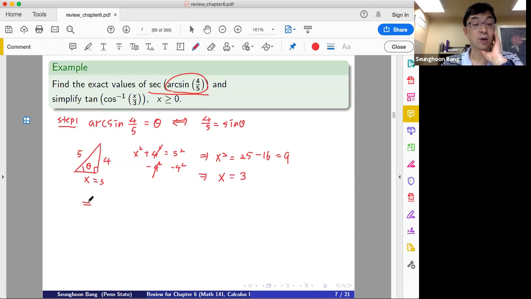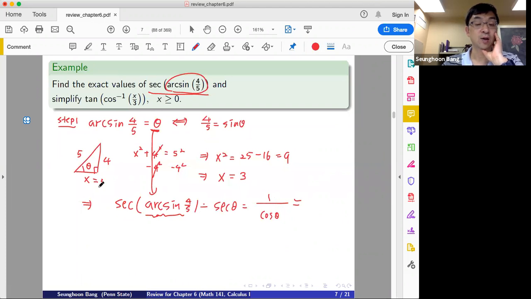So what's the original problem? The original problem is secant of arcsine of 4 over 5. The arcsine of 4 over 5 is the angle theta. You can plug it in here: secant theta. What is secant theta? It is 1 over cosine theta. The cosine theta is adjacent over hypotenuse, which is 3 over 5. So 1 over 3 over 5, next flip: 5 thirds. That's it. This is the answer of this question.